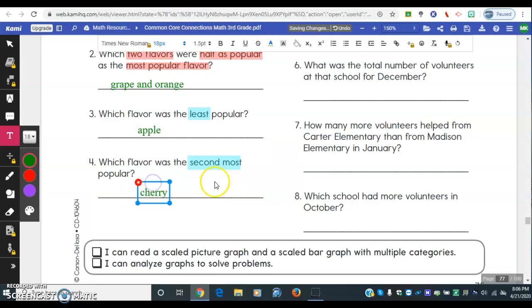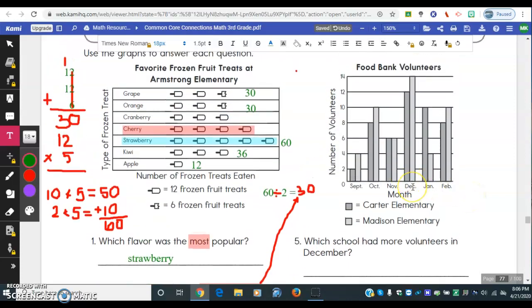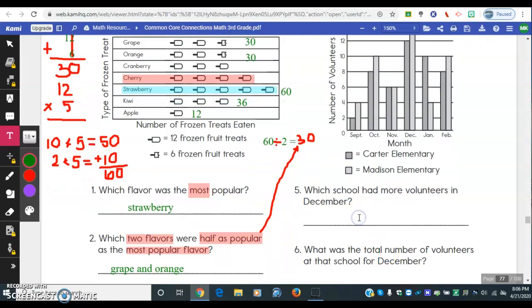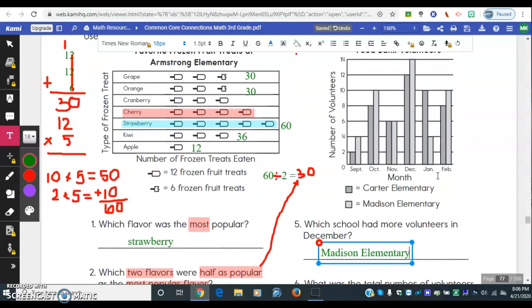Okay, now on to the bar graph. The bar graph asks, which school had more volunteers in December? So I'm going to go over to December, just looking at December, and I'm going to look at my 2 bars. My dark gray bar is Carter Elementary, and my light gray bar is Madison. And I'm going to look at which bar is bigger. And in this case, it's the light gray bar. The light gray bar is bigger, which means Madison Elementary had more volunteers in December. So I'm going to write that down. Madison Elementary. Okay, Madison Elementary had more volunteers for the month of December.